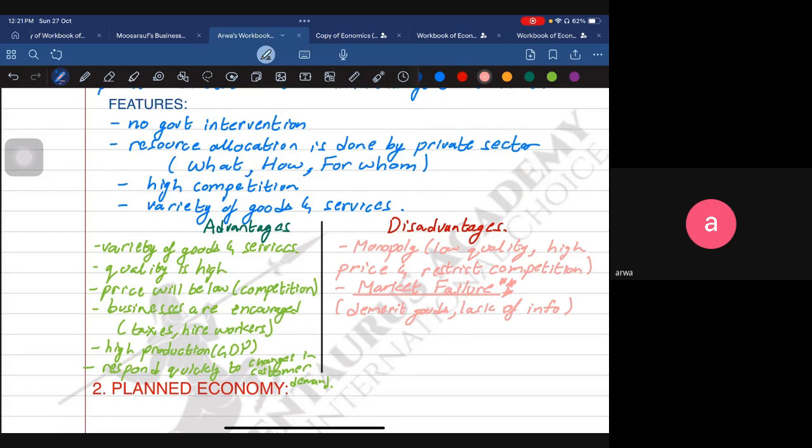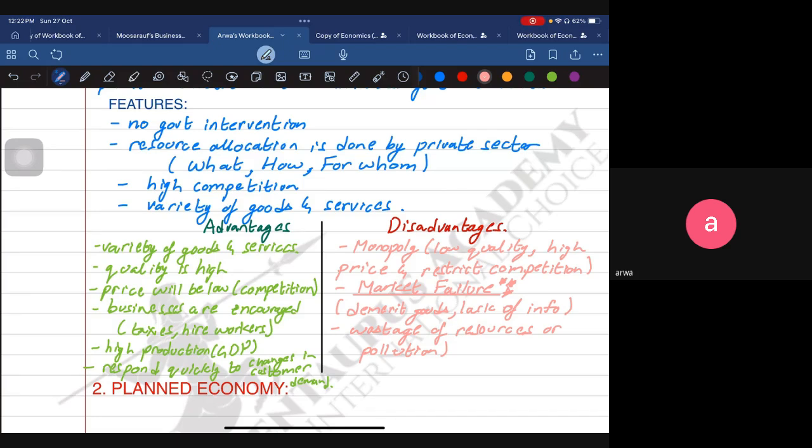So then, if I dissect it, I have only written the demerit goods and lack of information here, although the point of monopoly can come under market failure, and the point that I'm going to write here can also come there. But I have just specified market failure from the point of view of demerit goods and lack of information. So wastage of resources or pollution could also be there, right? Yes, sir. That is being created by the free market economy.